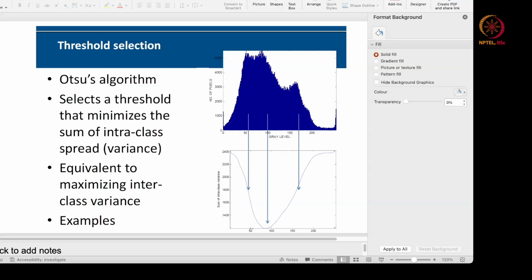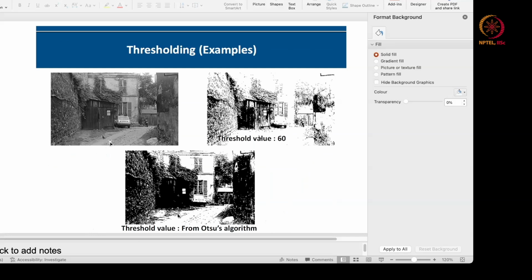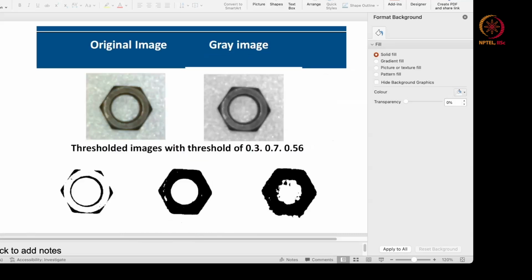This is, for example, threshold selection, where we talk about Otsu's algorithm, which selects a threshold that minimizes the sum of intra-class spread, that is the variance, and this is equivalent to maximizing inter-class variance. Here is the image, with a threshold value of 60, and this is the threshold value from Otsu's algorithm. This is very common and routinely used. We'll have a demonstration. This is the original image, this is the grayscale image, and you do the thresholding and get what you are seeing here.